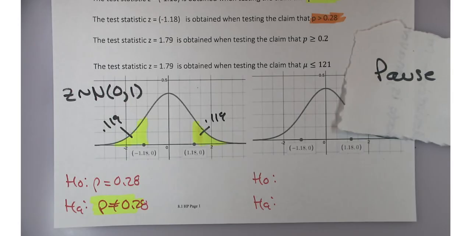Remember up here, HO contains the possibility of equality. Does that contain the possibility of equality? Oh wait, you got a, is that equal to? Yeah. Equal to and less than equal to could overlap. Your null and alternative hypothesis can't have any overlap. So it has to be one or the other.